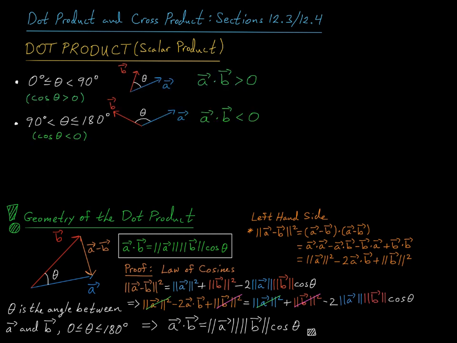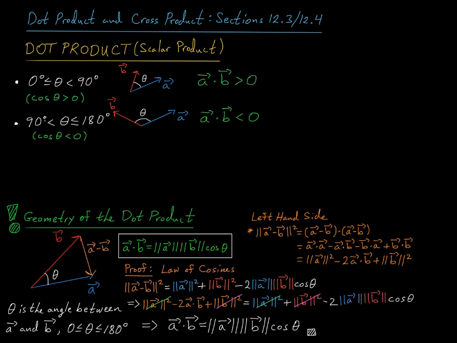First, note that if the angle theta is greater than or equal to 0 and less than 90, the cosine of theta is greater than 0. Looking at this result, A dot B is the product of the magnitudes of A and B times the cosine of theta. The magnitudes are always non-negative, and if the cosine of theta is positive and these two vectors are both non-zero, that means A dot B must be positive. So a positive dot product indicates that the angle between the vectors is acute. That's the big takeaway here.